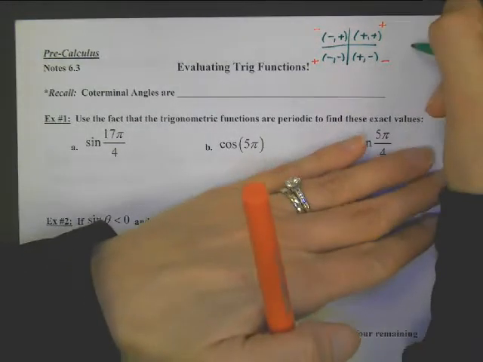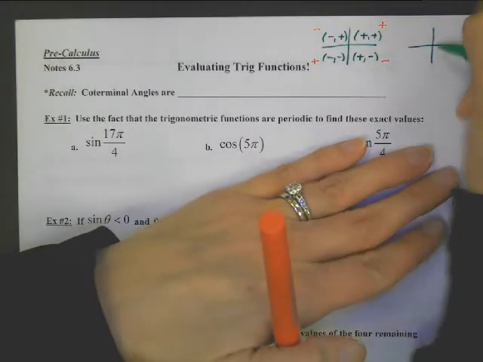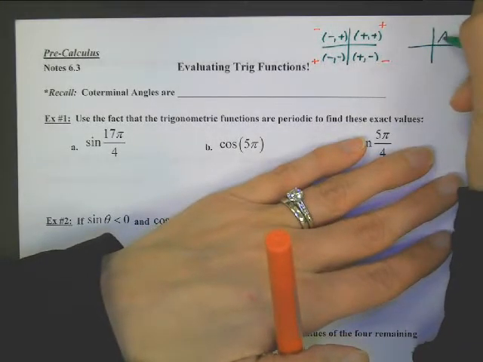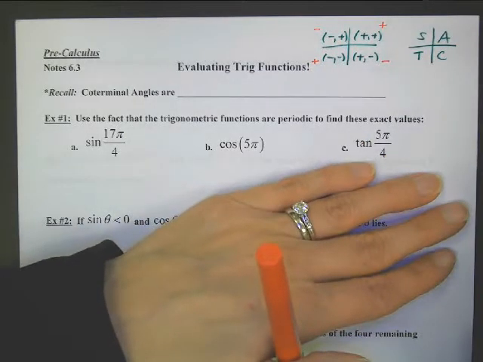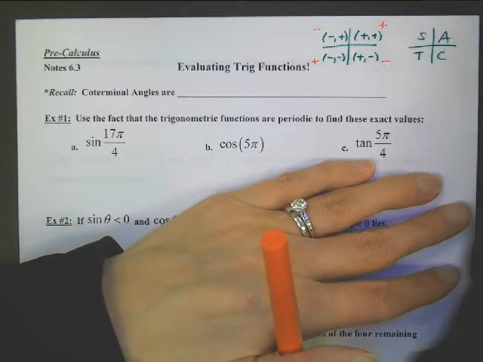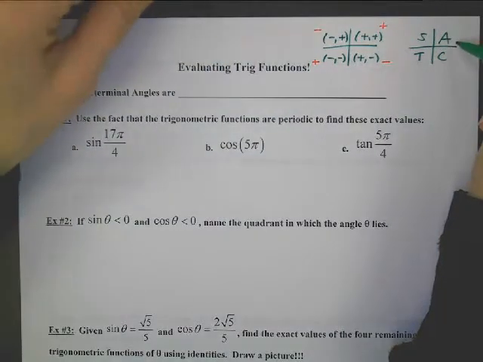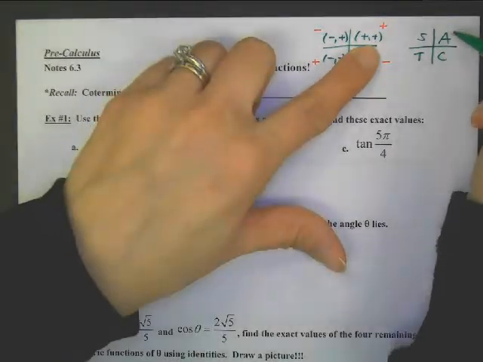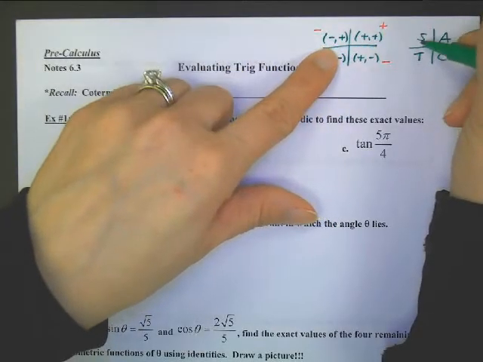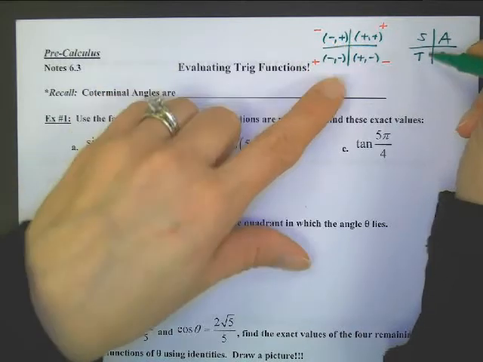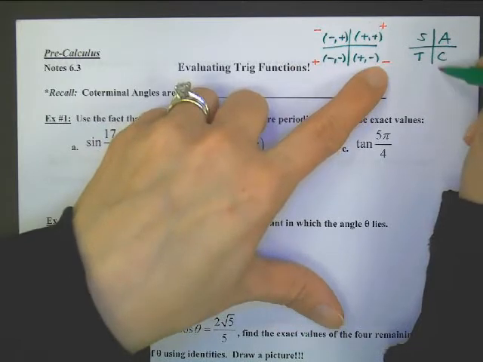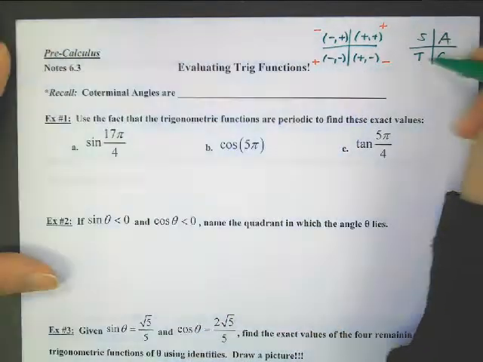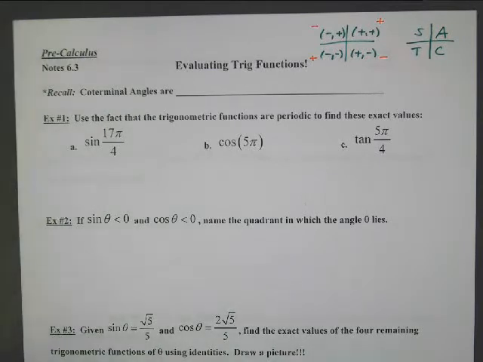But here is a helpful little hint for some people. All Students Take Calculus. Oh, I wish that were so true. All students take calculus. So who's positive in quadrant 1? Well, all of them. Who's positive in quadrant 2? Well, just the sine. Who's positive in quadrant 3? Just the tangent. Who's positive in quadrant 4? Just the cosine. Some students like to write that at the top of their test paper to help them with some of the problems.